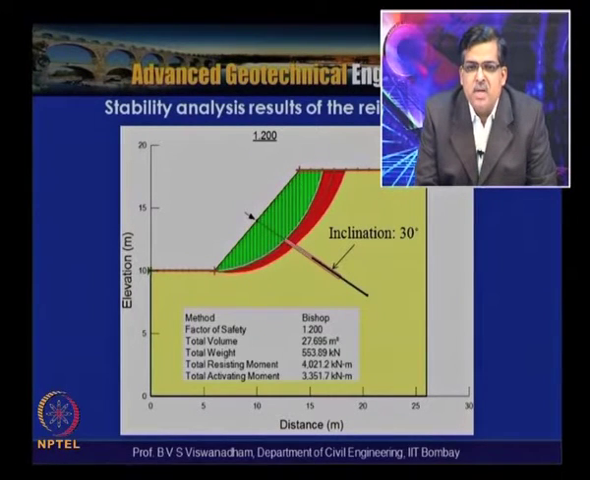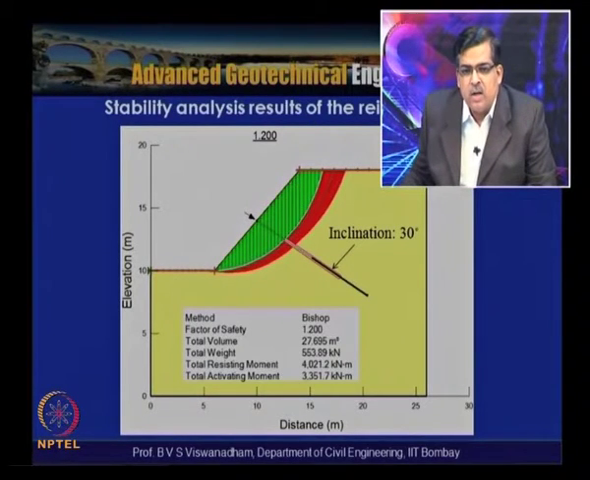So there is an improvement in the factor of safety for a given type of nail, for a given type of anchor, and for a given anchor inclination. And it can be seen here that the total resisting moment is more than the total activating moment. So here the presence of the anchor enhances the stability and also contributes to the change in the slip surface. That means that the slip surface goes away from the face of the slope. This can be observed from the cross section which is shown here.